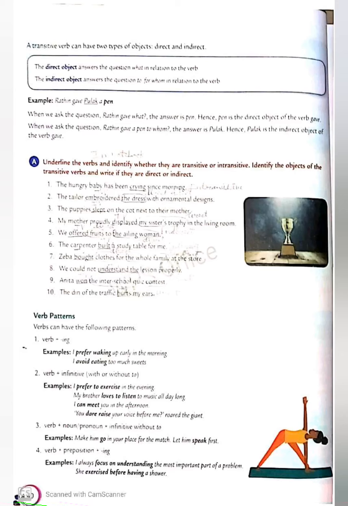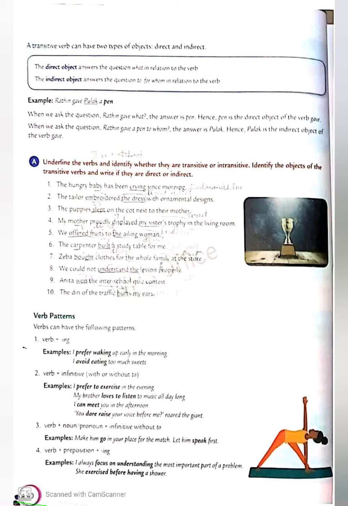Then yes, in the first one you can also use the second form, like I avoided eating too much sweets. I preferred waking up early in the morning. So it depends on your tense, and according to that, you can use your main verb and the action running in the sentence.